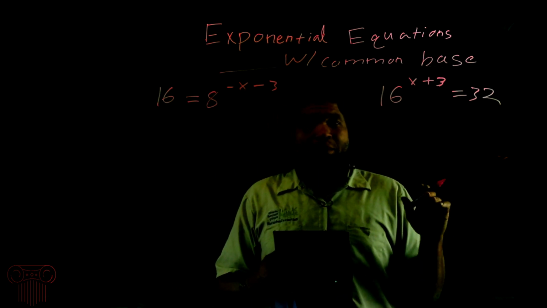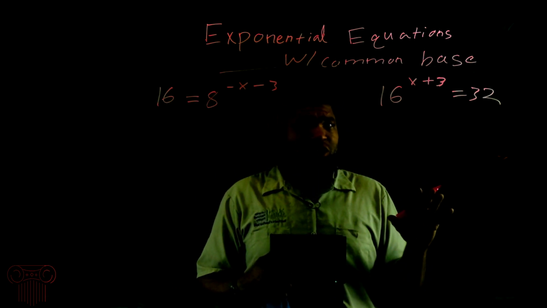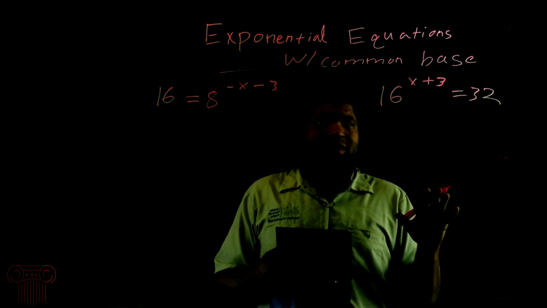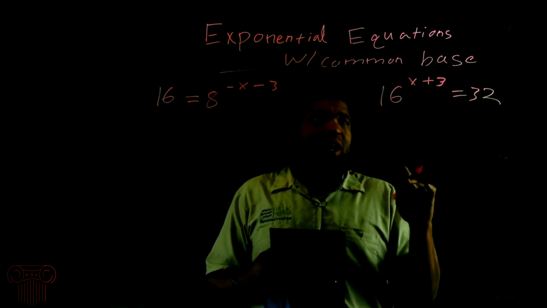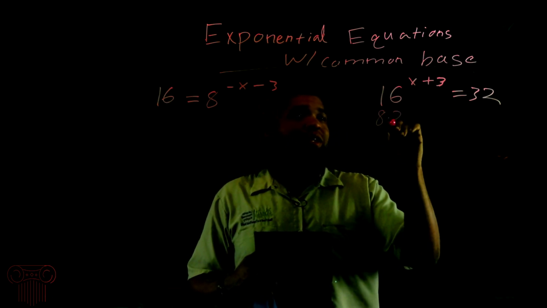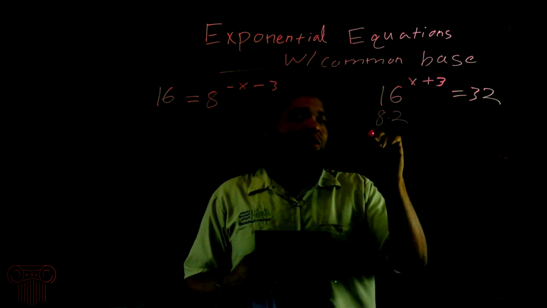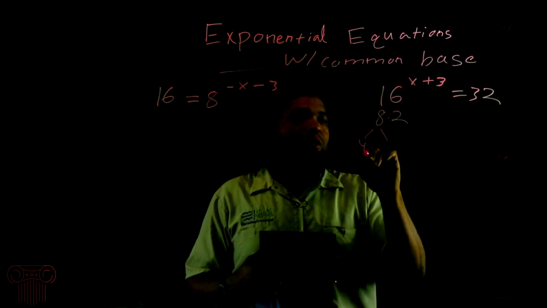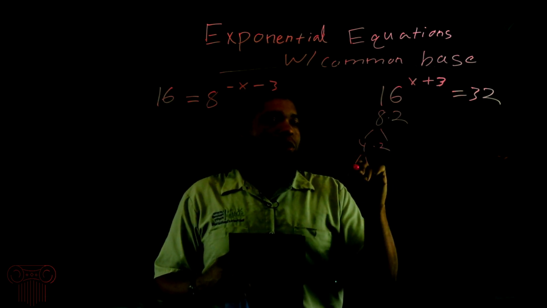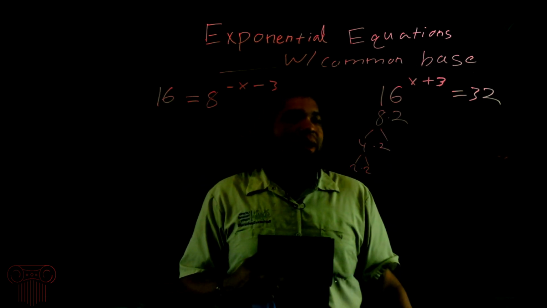The common base can be figured out pretty easily if you break down your base by factoring it out. What I mean by that is we can say what goes into 16. Let's say 8 and 2 go into 16. But now what makes up 8? Well, 4 and 2 make up 8. And what makes up 4? Well, 2 times 2.